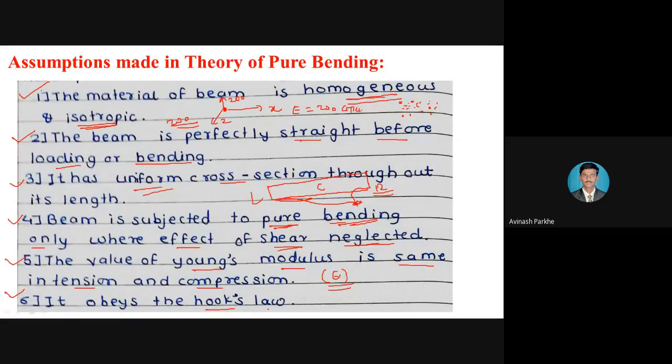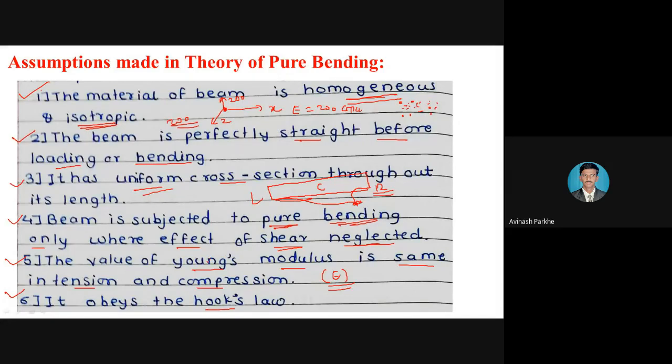If your beam satisfies all these 6 assumptions, then and only then can I use that beam for further analysis or for your further application. So these are the assumptions made in the theory of pure bending.